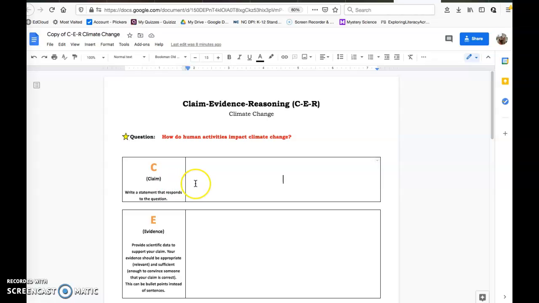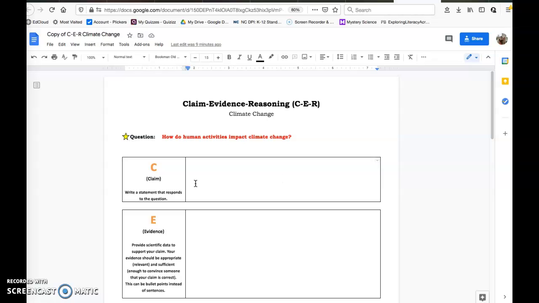Then you're going to move on to the evidence section. This is where I would like you to please provide some scientific data that supports your claim. Remember, we can't make a claim without giving evidence, otherwise it's like a table without legs. It's useless, it's not doing anything for us, so we need to support our claim with evidence. You're going to find some scientific data. It should be appropriate, meaning it's relevant to the claim. It really does support your claim, and it should be enough to convince someone that your claim is correct.